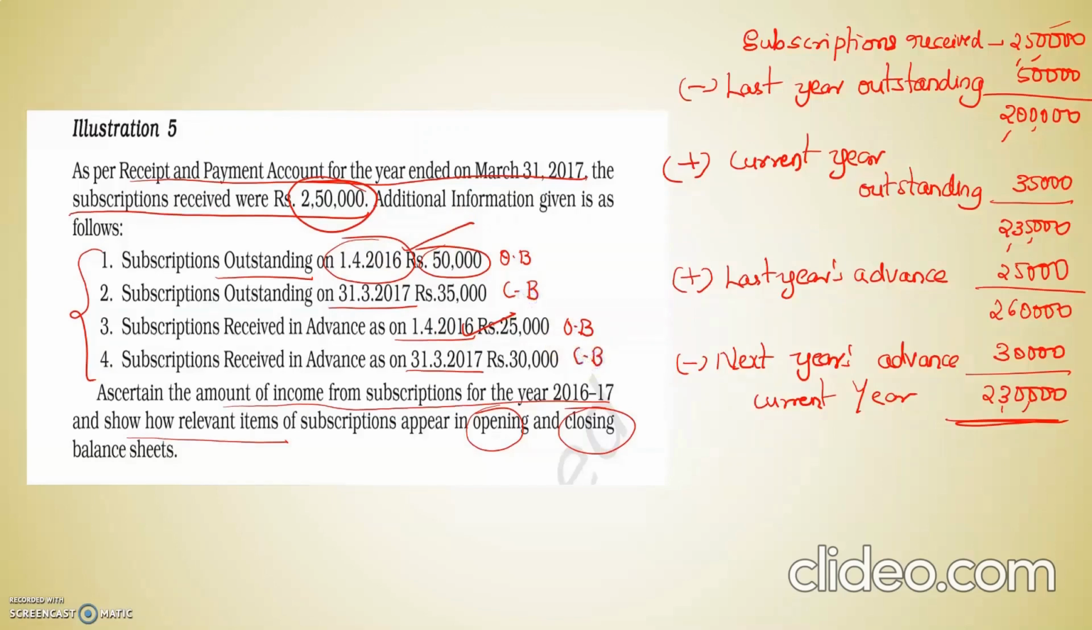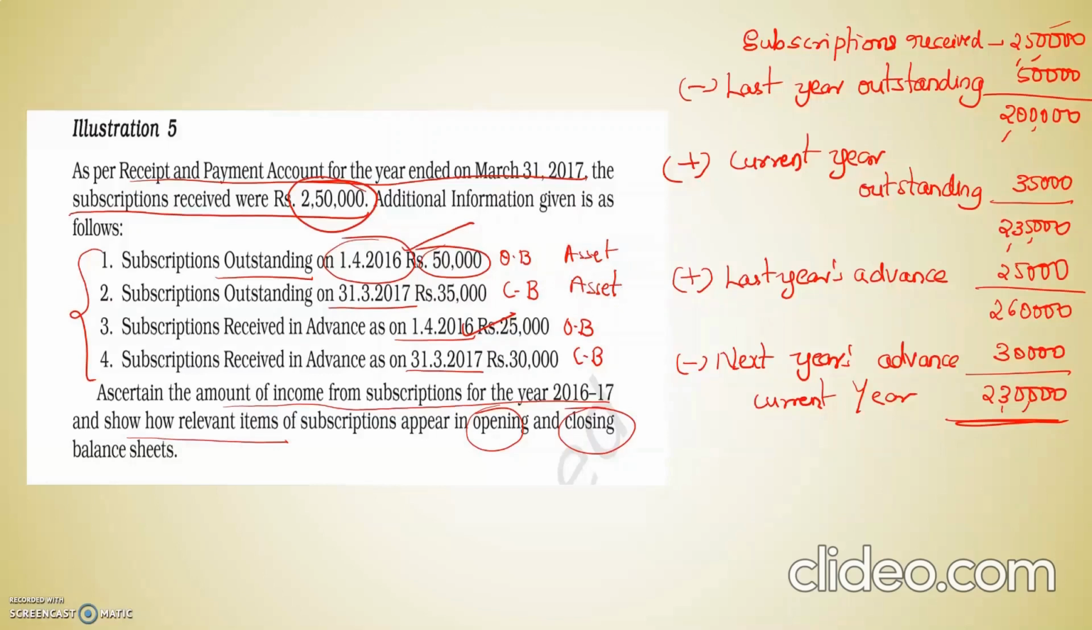But which side? Asset side or liability side? Subscription outstanding. Subscription is income. Income outstanding means income we are going to receive in future. So it is asset, receivable asset. Both will be asset. One is asset in the opening balance sheet, another is asset in the closing balance sheet.